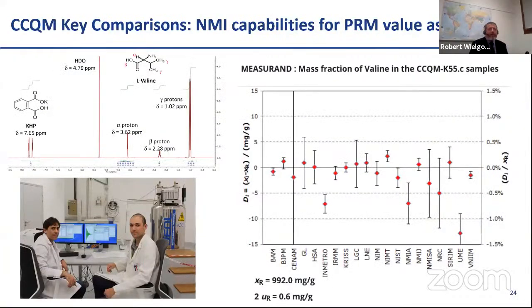We can have confidence in the value assignment of the pure primary reference material because the Metrology Institute that value assigned it has participated in international comparisons organized by the CCQM on pure organic materials, as shown here.